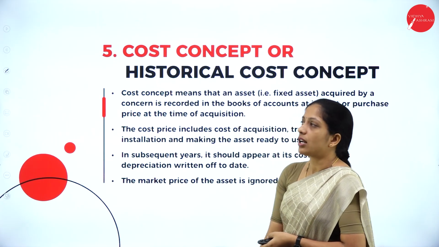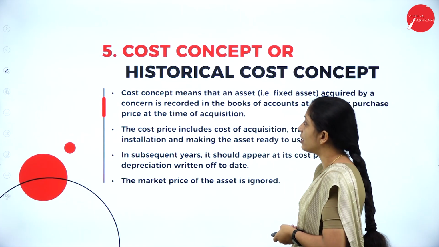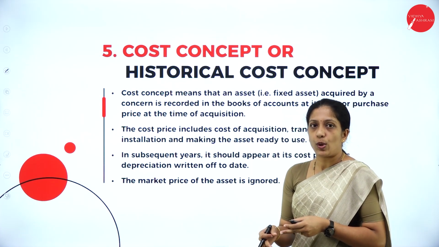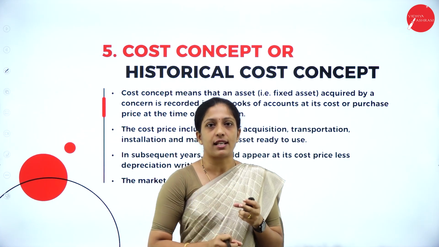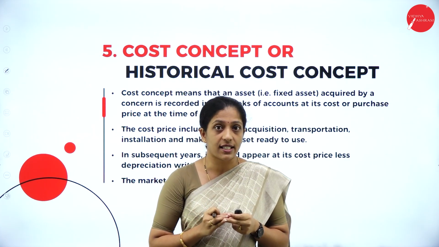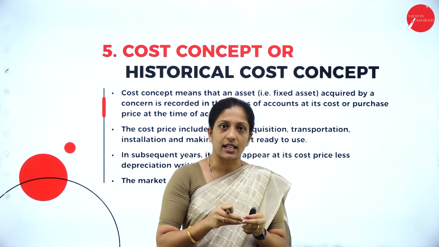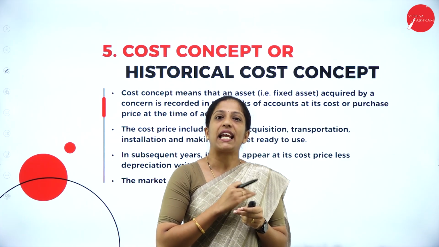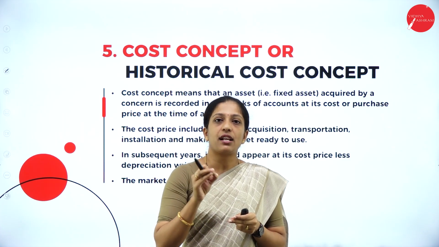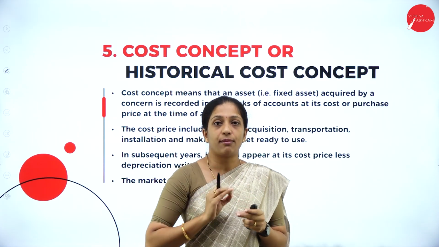The fifth one is cost concept. Cost concept, or it is also called historical cost concept. So cost concept means what? Cost concept is merely concerned with fixed assets. When you purchase a fixed asset, it's not only the purchase price of that particular asset that is taken into consideration. It includes the purchase price or any other expenses until you are going to use that asset for the first time. So all those expenses are termed as what?